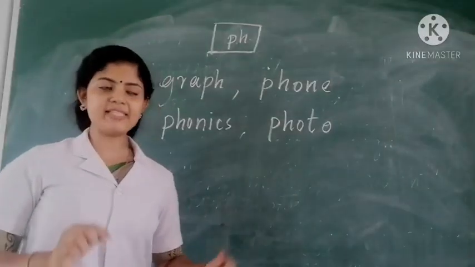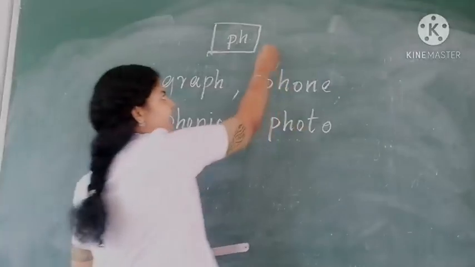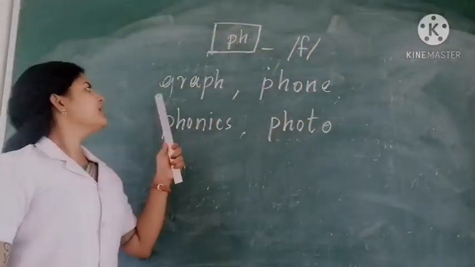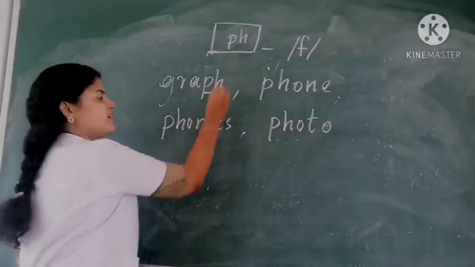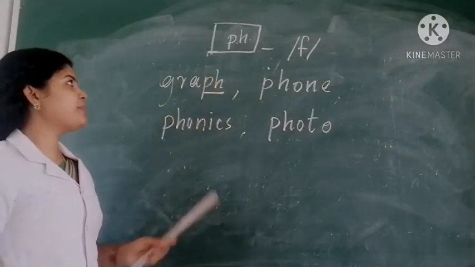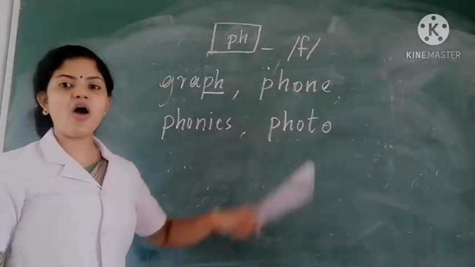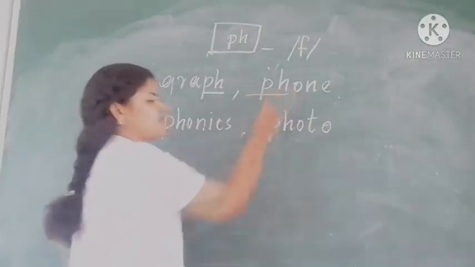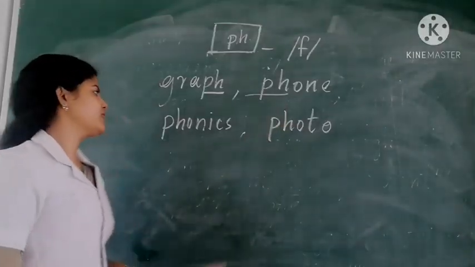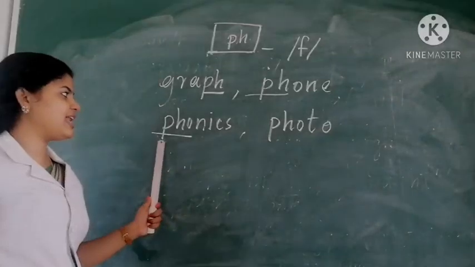And here you can see some examples for the sound PH. We pronounce it as F. Here in graph, F, graph. Here also we can pronounce it as F. Next, fawn. Here also we can see the letters P and H. We pronounce it as F. Next one, phonics. Here also we can see the letters PH.